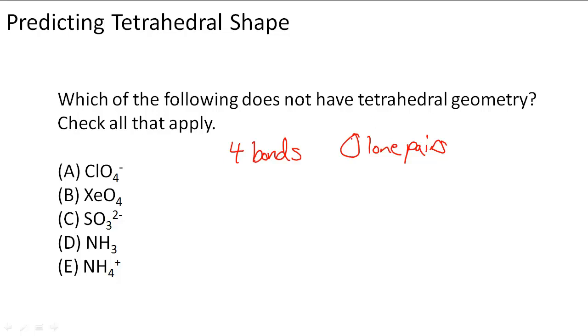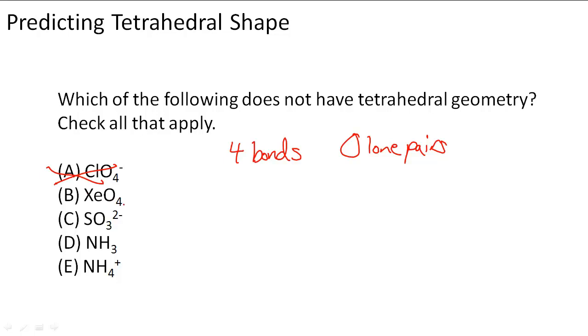So what this tells me is that there's going to be a central atom, and there's actually going to need to be 4 other atoms that can bond with that central atom so that we have 4 bonds and 0 lone pairs. So armed with that knowledge, we can go through. So ClO4 negative. Actually, if I draw the Lewis dot structure, it has 4 bonds and 0 lone pairs. So that one is not an answer we're looking for.